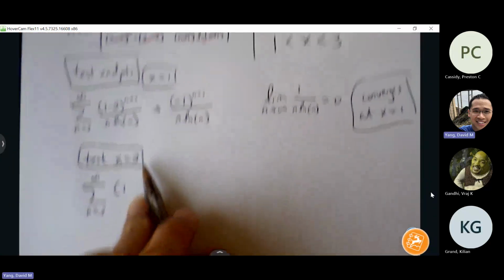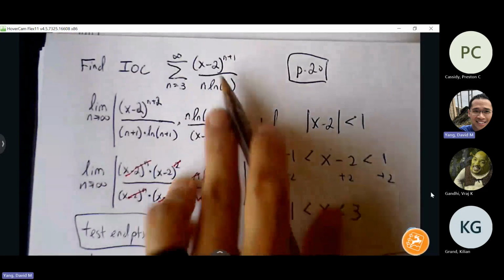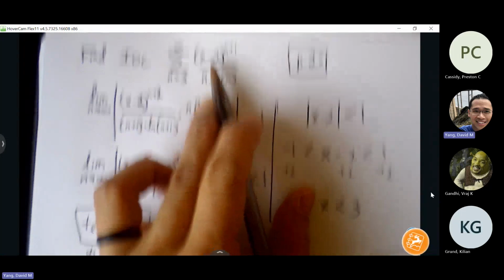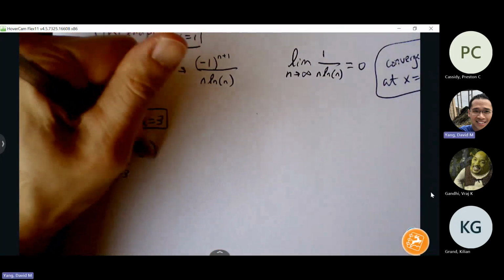Okay, test x equals 3. So now I'm going to insert 3 in for x. So 3 minus 2 is 1.